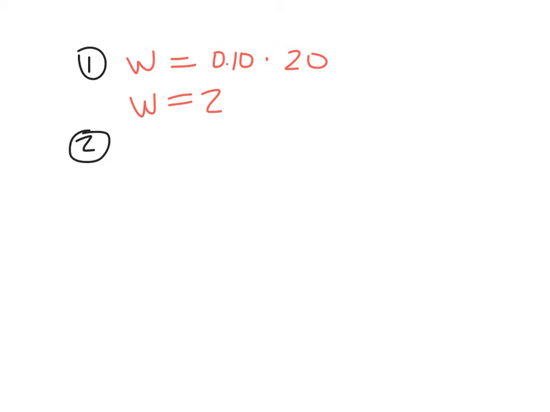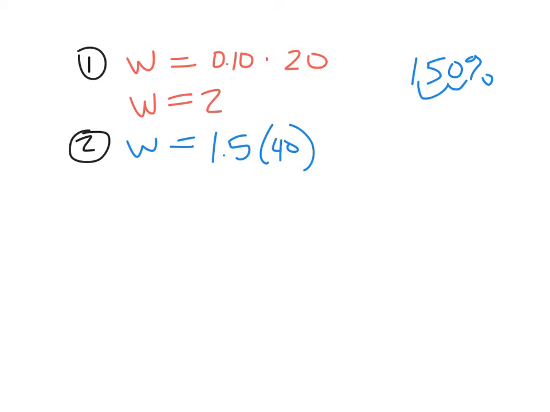Number 2. What number is... W is 150%? Not quite. You're moving it twice, not 3 times. Okay, if you have 150%, you move it twice, it would be 1.5. 1.50 is the same thing. So 1.5 of means times 40. So what's 1.5 times 40? Very good, 60.